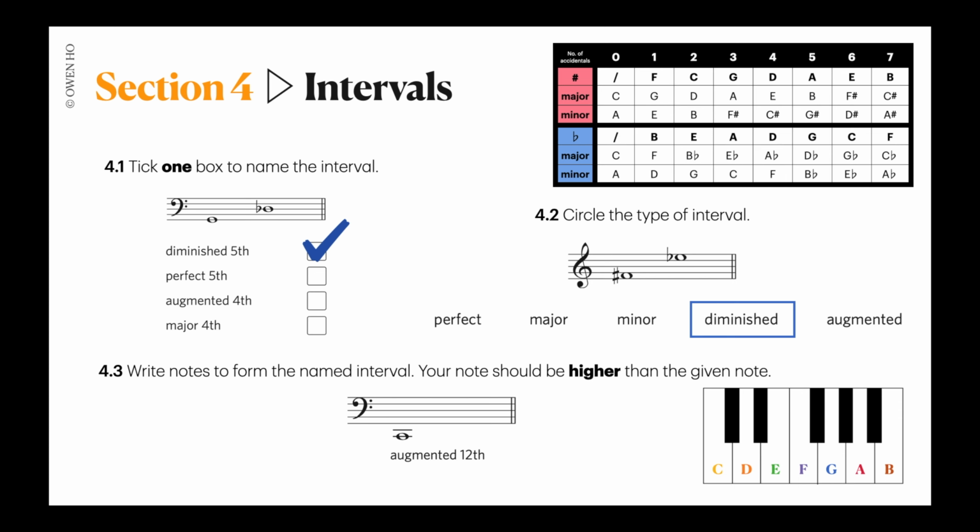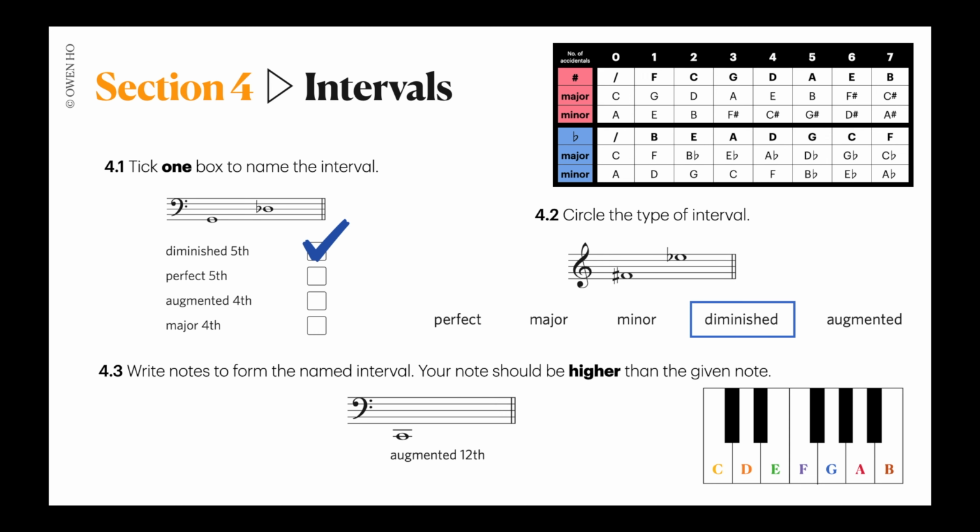Lastly, in question 4.3, we are given the bass note of a C, and we need to write the augmented 12th above it. To make it easier, I tend to convert these intervals back to the simple version. So in this case, 12 minus 7 becomes a 5th. So in other words, it becomes a compound augmented 5th interval.